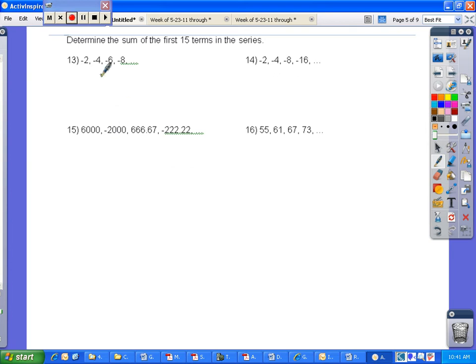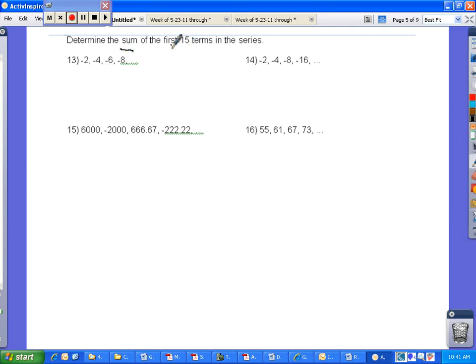Number 13, determine the sum of the first 15 terms. That means you have to use the sum formula. But you have to first identify what kind of sequence or series it is. So in this case, I am subtracting 2, so that means this is an arithmetic sequence, where a sub 1 equals negative 2, and your common difference is also negative 2. So those are all the things you're going to plug into the sum formula.